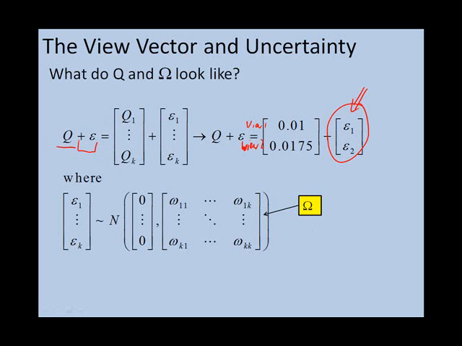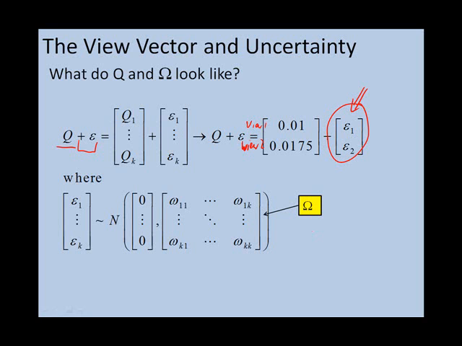Black and Litterman assume that the error term is normally distributed with a mean of 0 across all the different views, and a variance-covariance matrix equal to omega. Omega is going to have the dimensions equal to the number of views. Suppose we have k views, then omega would be a k by k matrix. In our example, we have 2 views, so omega would be a 2 by 2 matrix.